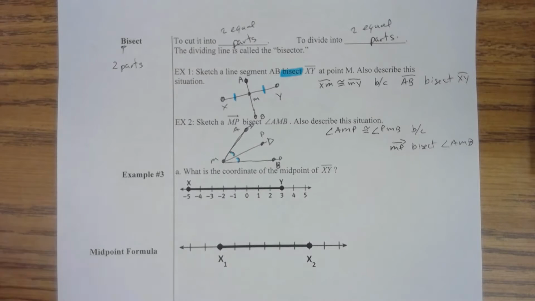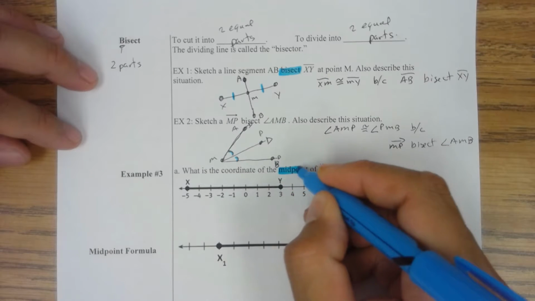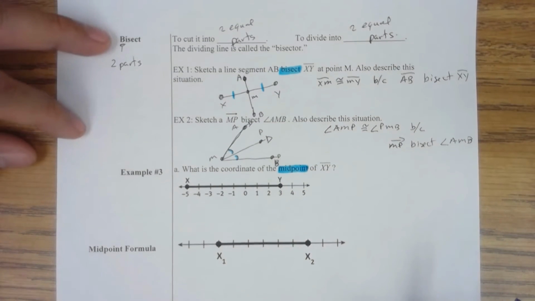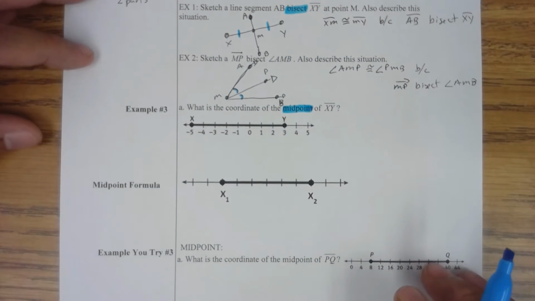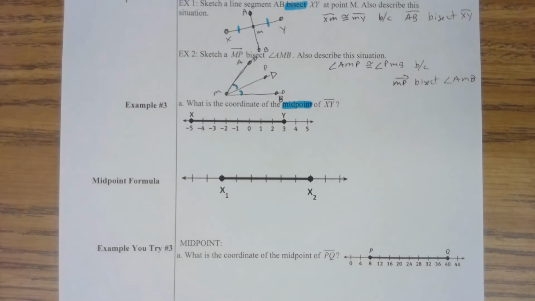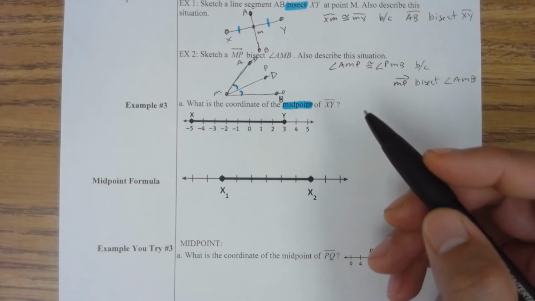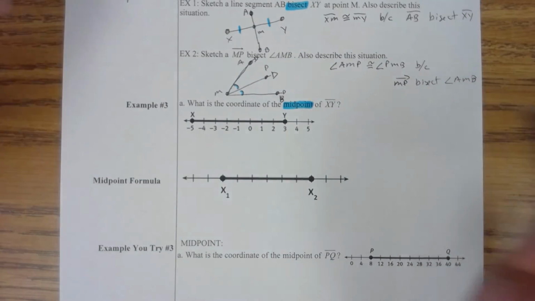Sometimes you can get that bisect confused with the word midpoint. Midpoint is just a dot. Bisect is usually just cut in half. But with midpoint, it's in the middle. So you want to find the midpoint of XY. So there's two ways you can do it. One, you draw this number line, and then you go ahead and count it out.